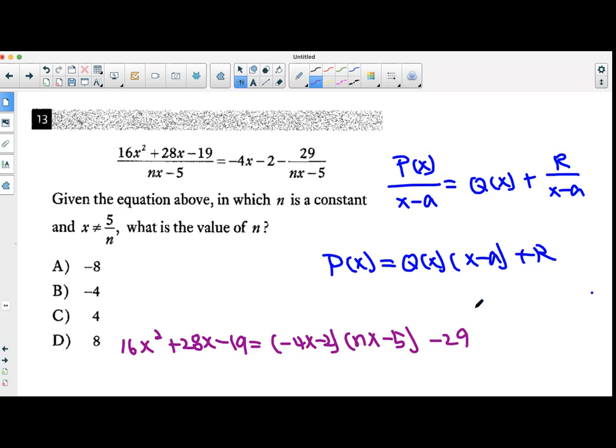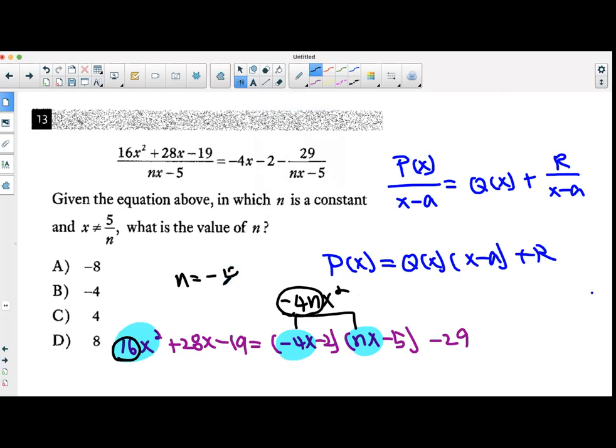I want you to target your multiplication. What do I mean by targeted multiplication? Where is n involved? n is involved in getting you x squared by multiplying these two, isn't it? That is the only way for you to get x squared from the right side, by multiplying nx times -4x. So when I multiply these two, I get -4n x squared. So -4n has to be equal to what? 16.